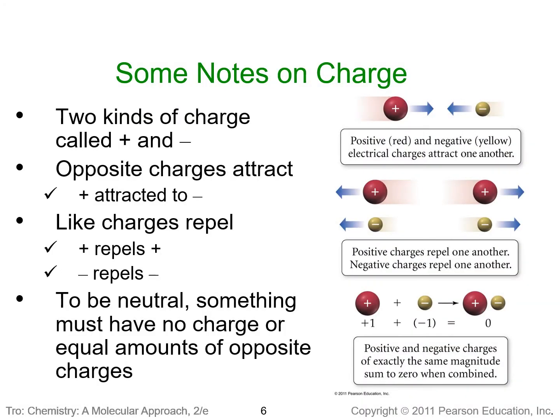Before we start talking about atoms, we're going to have to keep in mind some things about charge. Remember that opposite charges, positive and negative, are going to attract each other. If we have the same charges, two positives, they're going to repel each other. Two negatives are also going to repel each other. In order for something to be neutral, it has to have an equal amount of positive charge as negative charge. We're going to keep this in mind as we talk more about the subatomic particles.